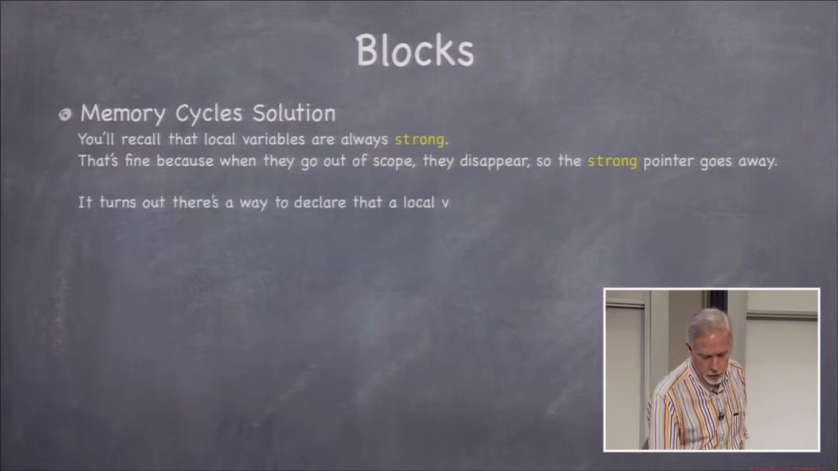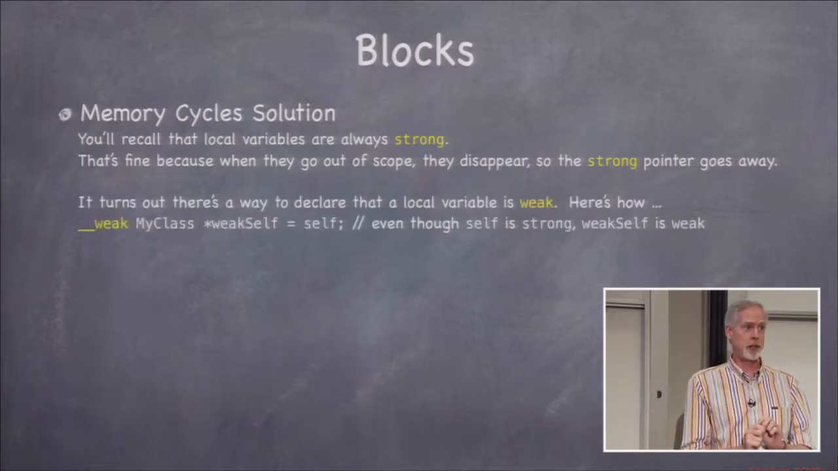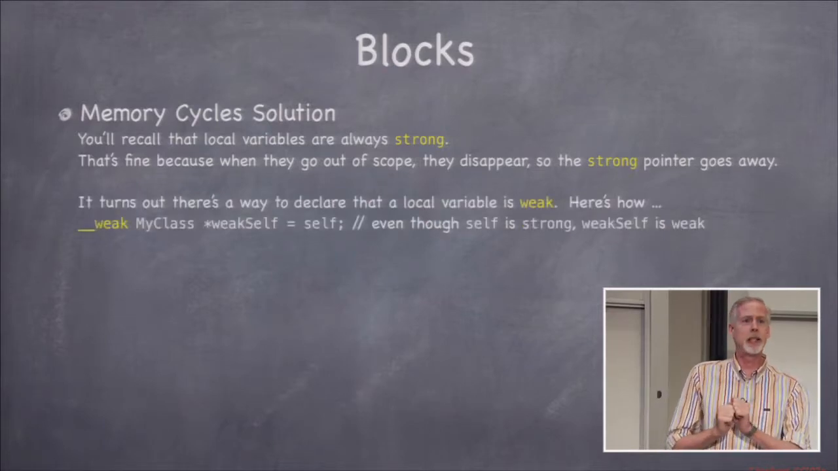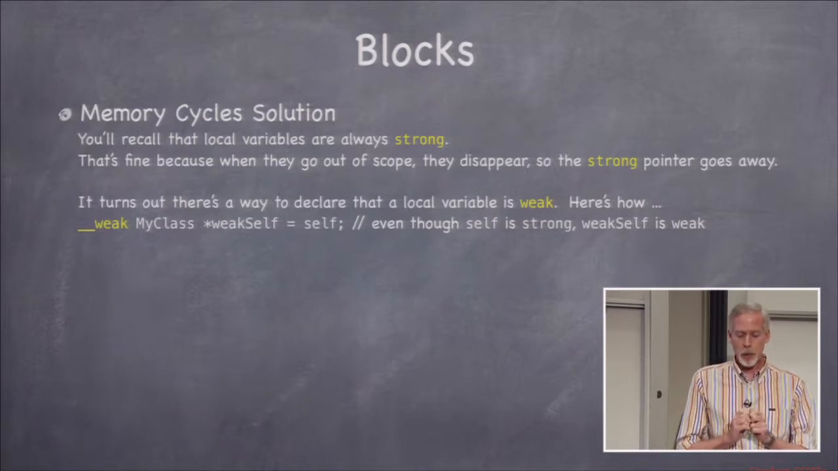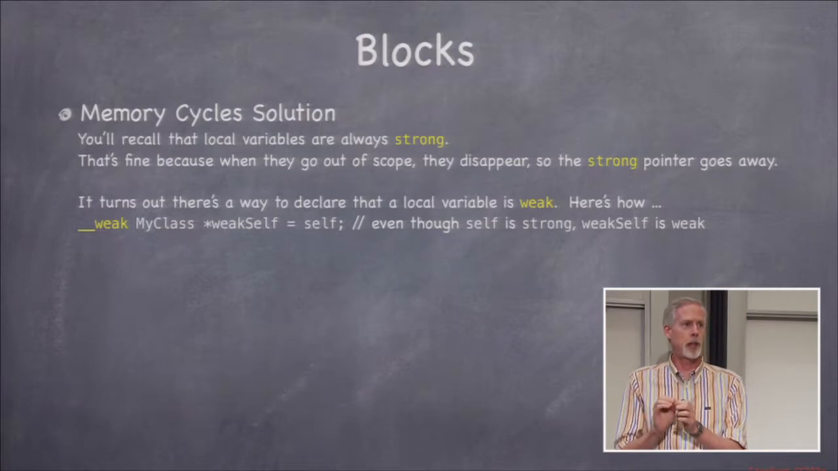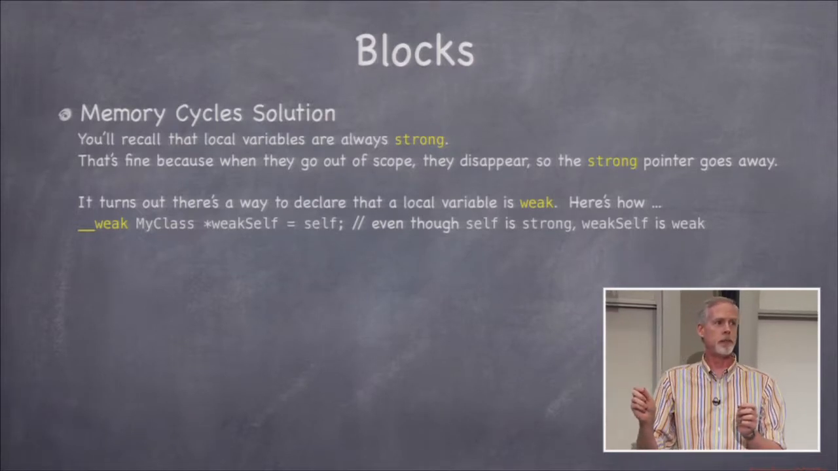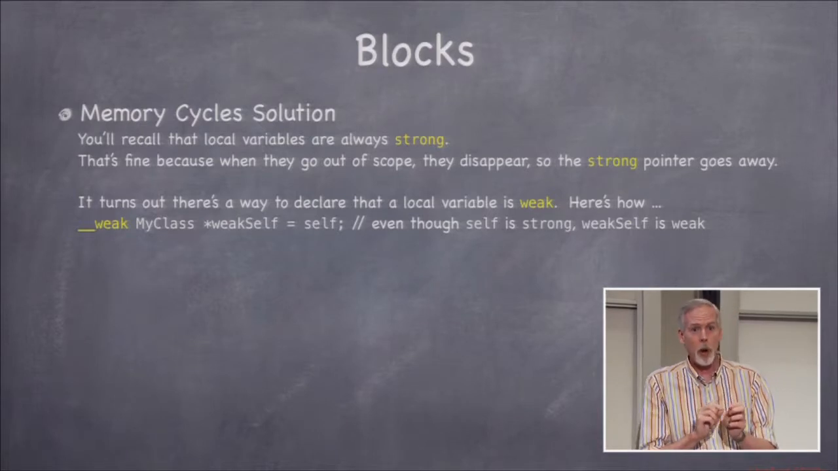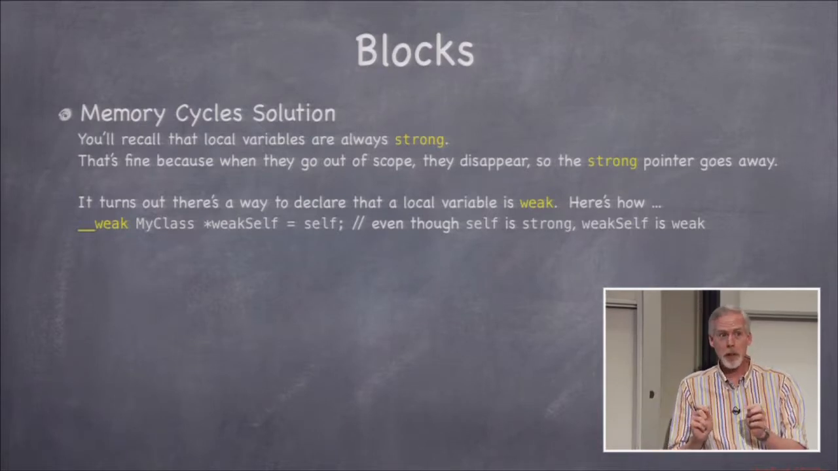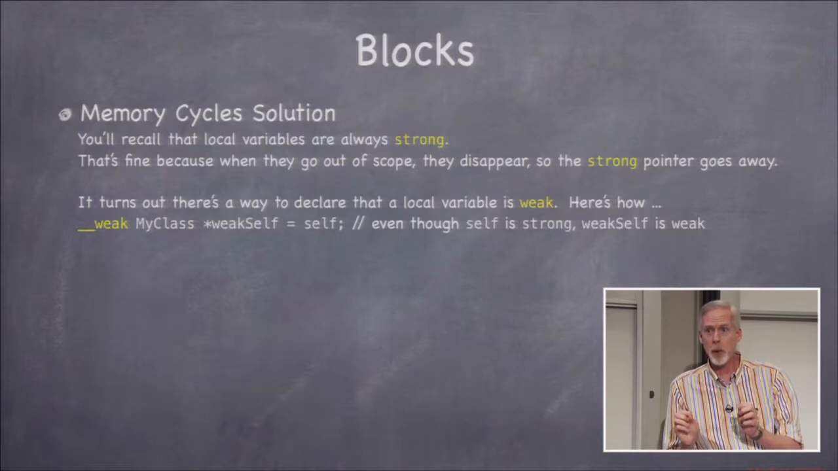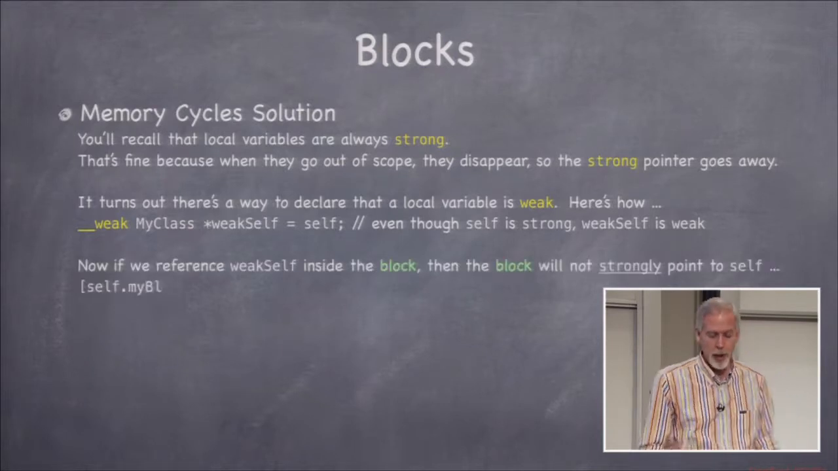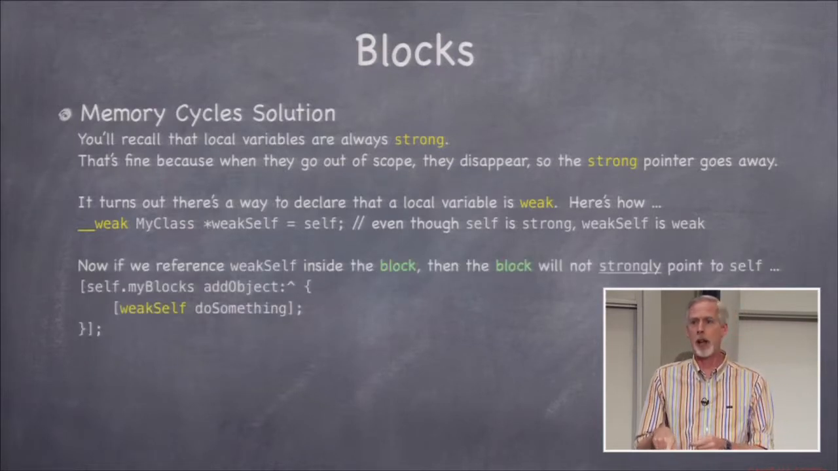But there is a way to actually create weak local variables with underbar, underbar, weak. Underbar, underbar, weak before a local variable declaration will make that variable weak. And remember that weak means it's not keeping the object in the heap. If no one else is pointing to it, it just goes away, and the weak variable gets set to nil. So I'm going to make a local variable, weak self, which points to self, but it's a weak pointer to self. And now I can use that inside this block that I added.